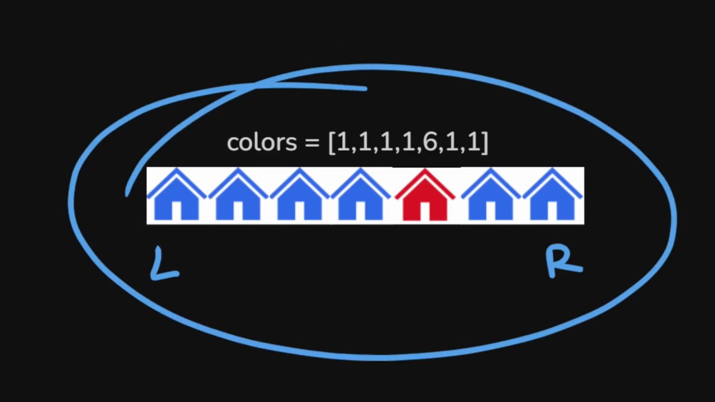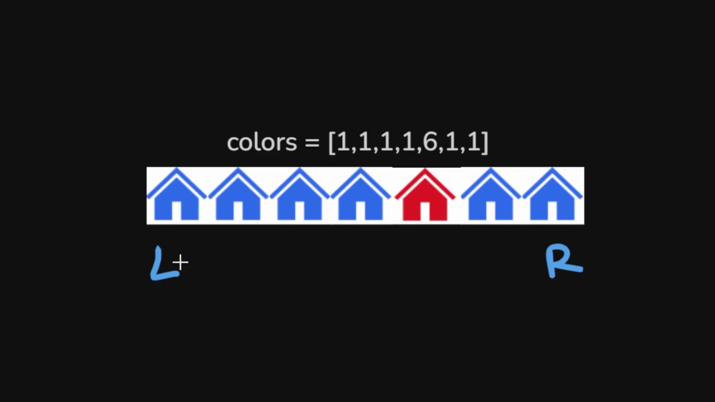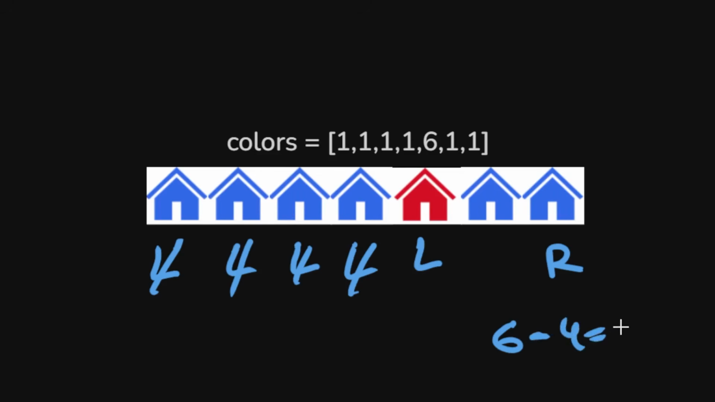What if we're given something like this and we do exactly the same? These two houses are equal, so we update left. Next, these two are equal, so we update left. These two are equal, so we move left. Now these two are equal again, so now left is here. The result in this case would be the last index, this is index 0, 1, 2, 3, 4, 5, 6, minus index 4. This is equal to 2, so the distance here is 2.